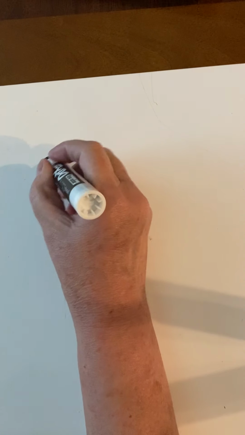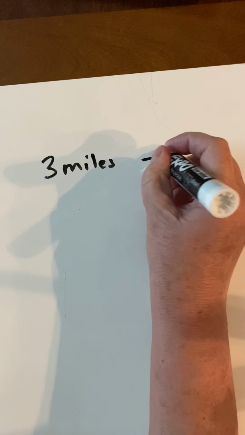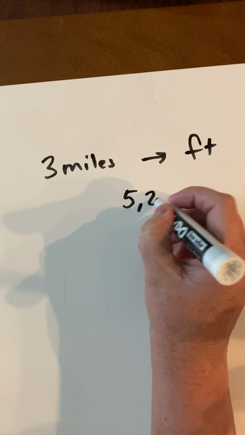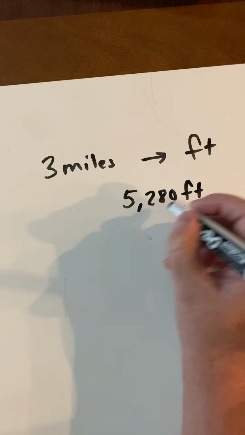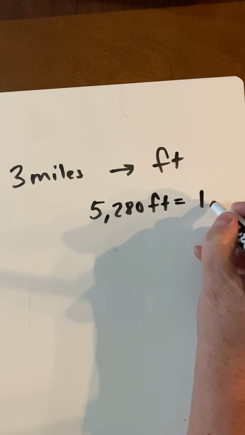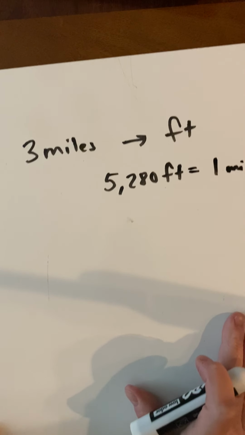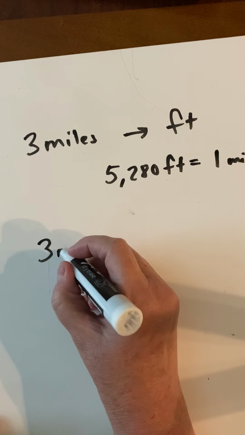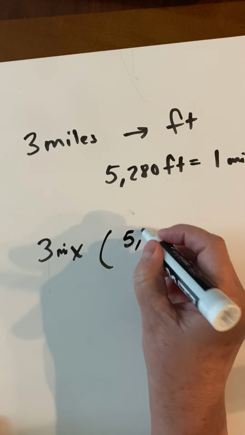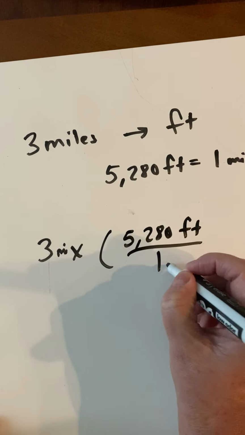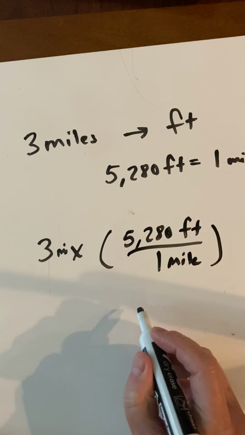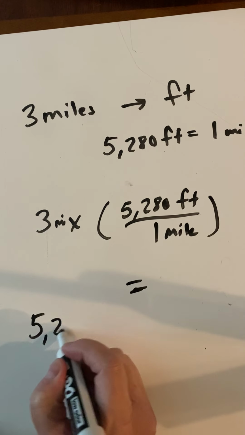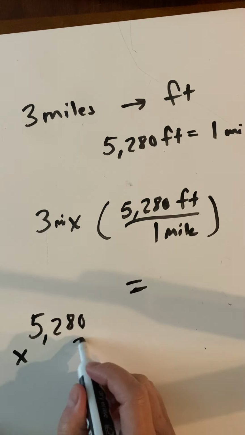3 miles, and I want to convert that into feet. So I know my conversion is that there are 5,280 feet in 1 mile. So I want to be able to convert this. I'm going to do 3 miles times the 5,280 feet in every mile. Multiply that out, and that's going to give me how many feet are in 3 miles. You'd have to actually do the math here. You'd have to do 5,280 times 3.